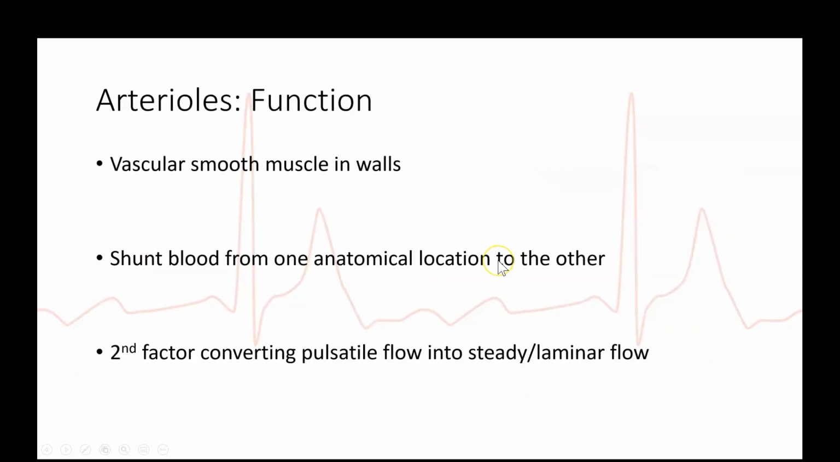Okay, so let's talk about the arterioles. The dominant tissue of our arterioles is smooth muscle. These vessels offer the greatest resistance to flow. There is a large drop in pressure from the arteries into the arterioles. So there's a large amount of pressure going into the arterioles, but a low pressure coming out of the arterioles into the capillaries, right?